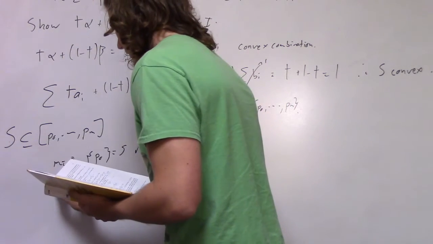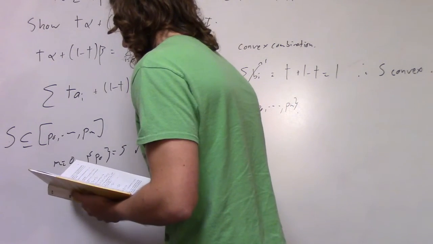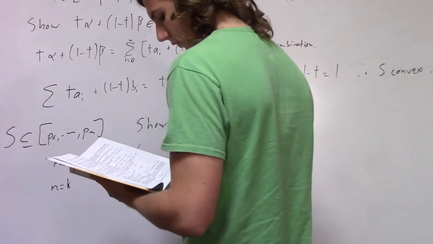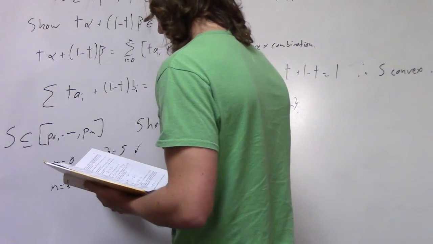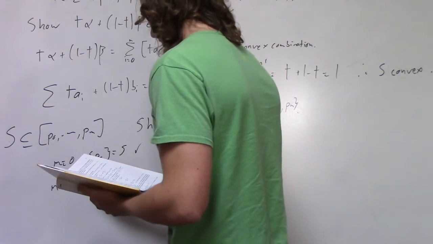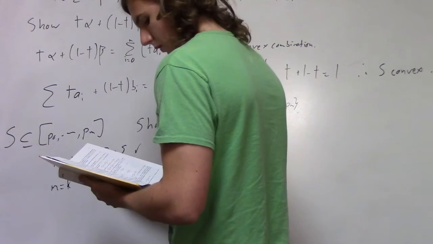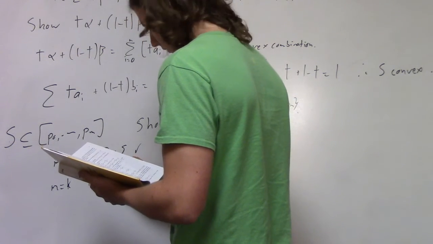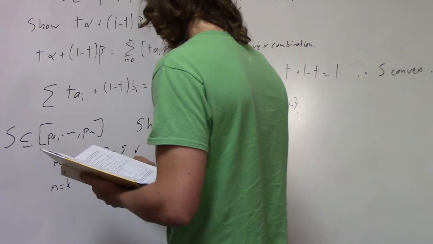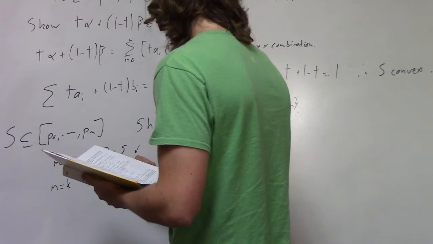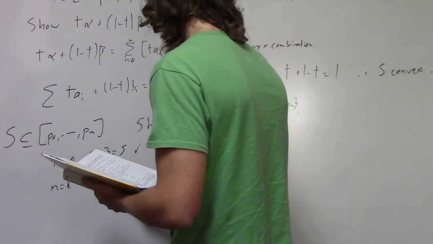Okay, suppose it's true for M equals K. So if you have K points, like P K minus 1.